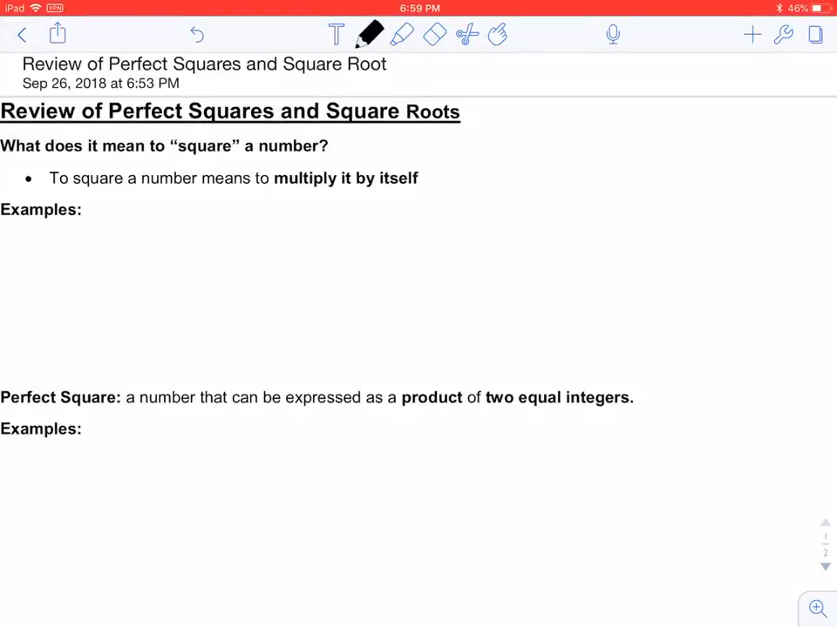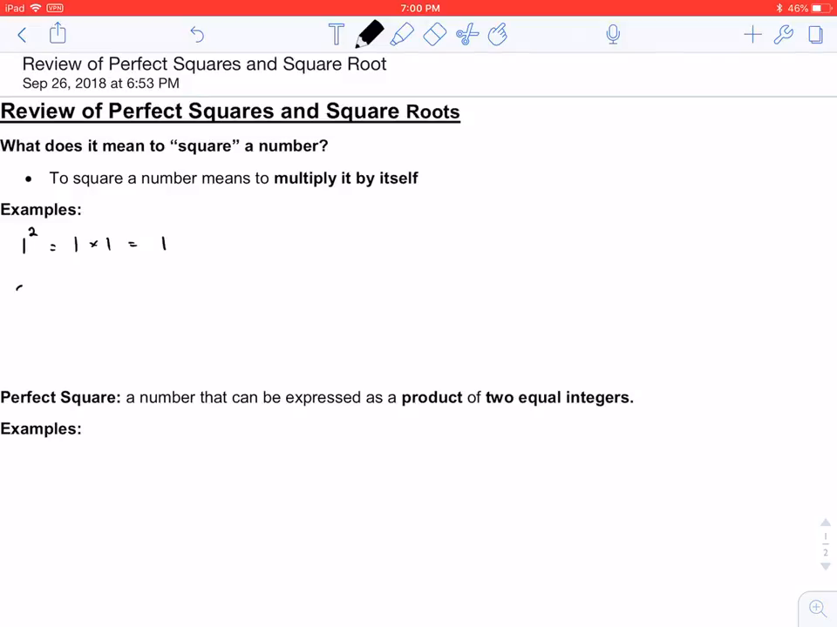Alright, so we're going to review perfect squares and square roots. First thing we want to talk about is what does it mean to square a number? All that means is to multiply it by itself. So what this looks like is 1 squared, the 2 means squared, is equal to 1 times 1, which is equal to 1.